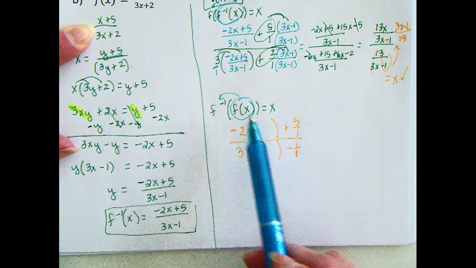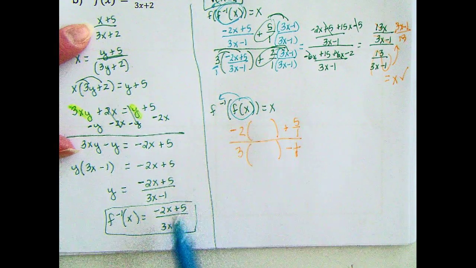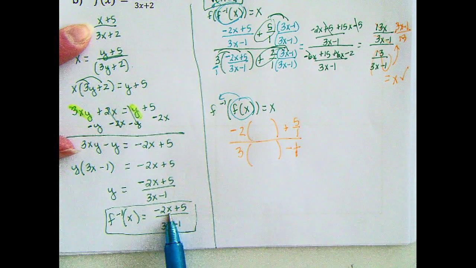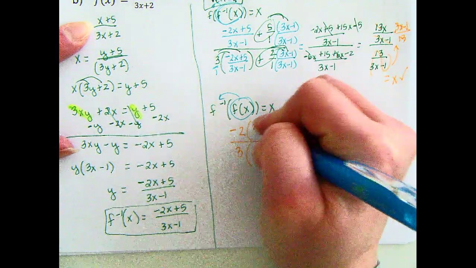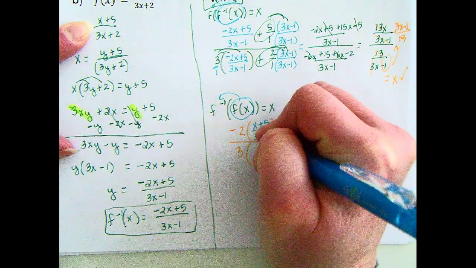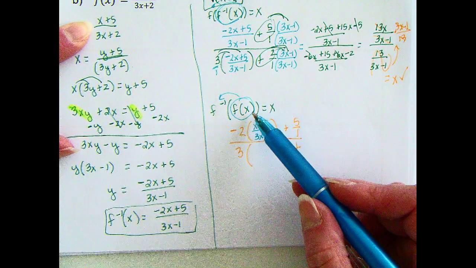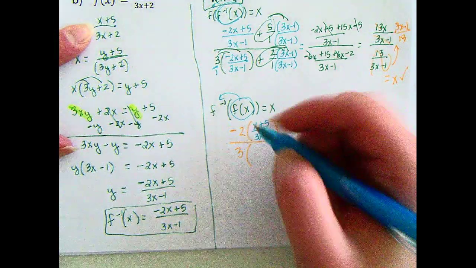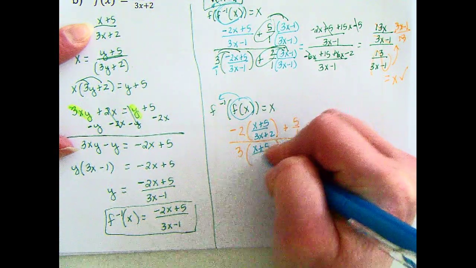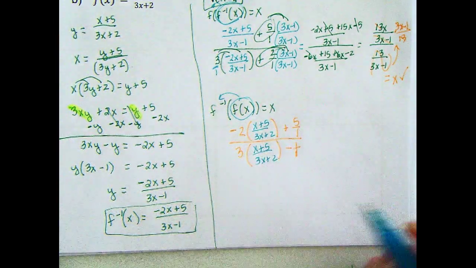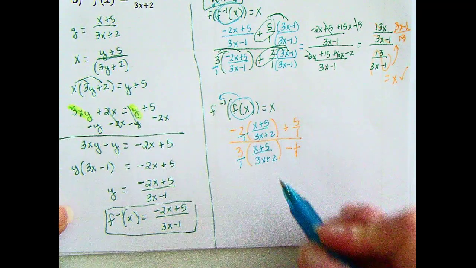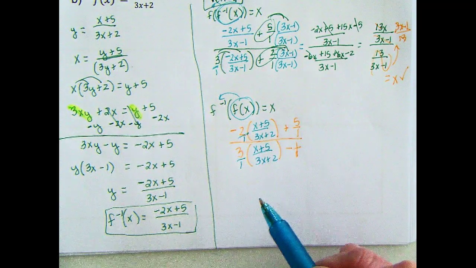So again, I am putting this original in here. So it's negative 2 times that fraction. And then again, 3x minus 1. So hopefully with the color coordination, you can see. And I would put this negative 2 over 1, the 3 over 1, so you know the negative 2 just goes to the numerator.